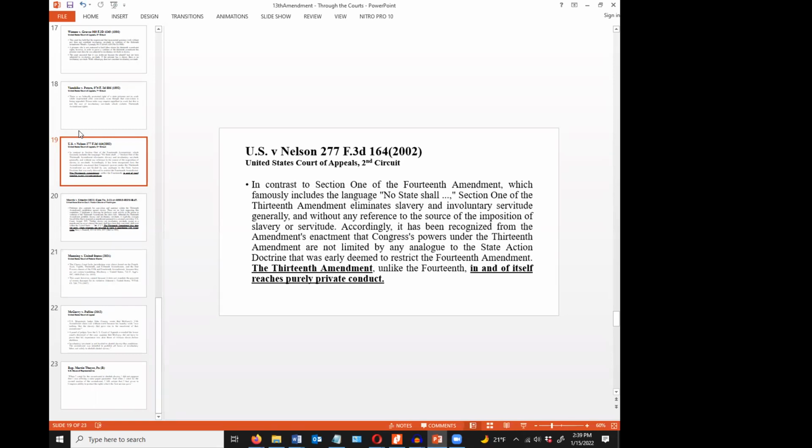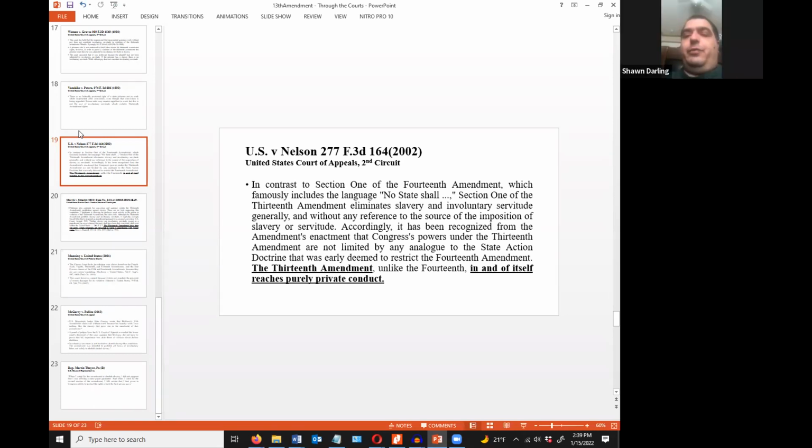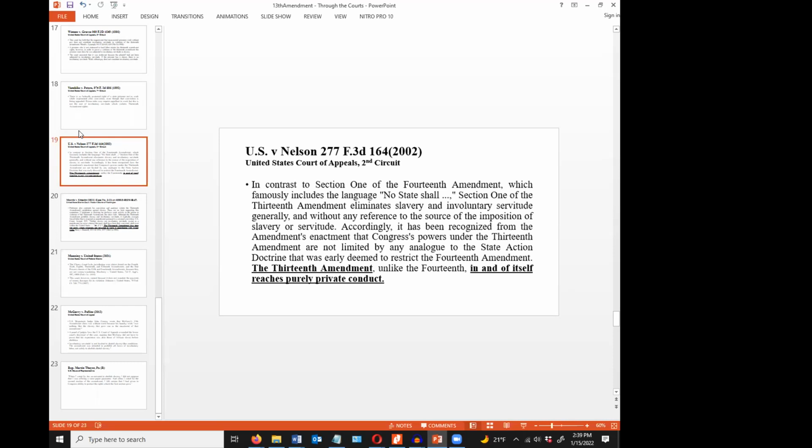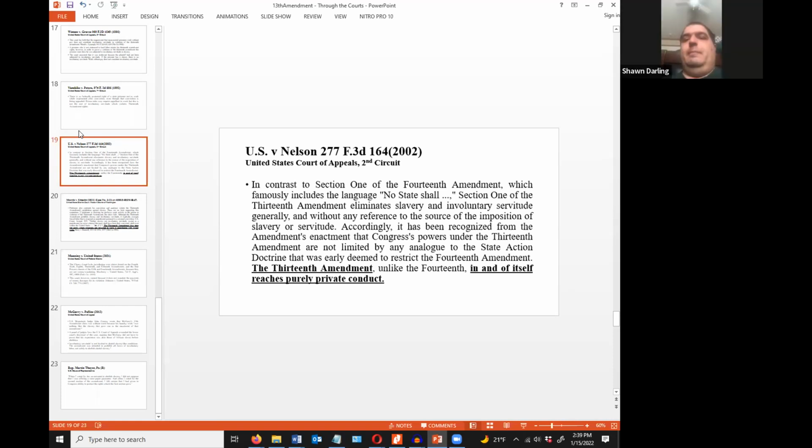What's up, Sean? So on that last case, the U.S. versus Nelson, you said that the 13th Amendment only applies to private conduct. Does that mean private citizens, or does that include private corporations? And again, corporations a citizen. Right. Just as a citizen?